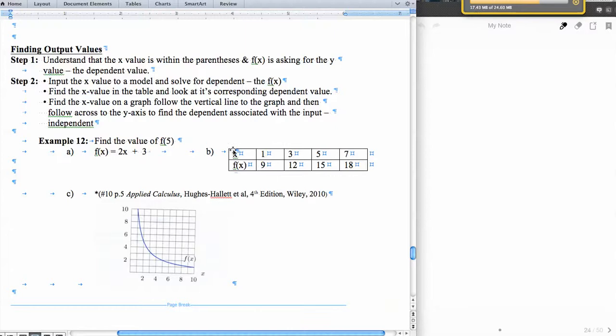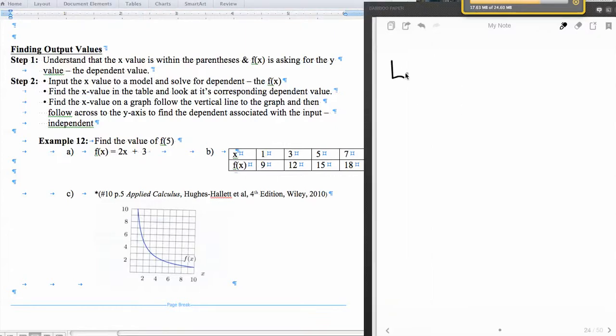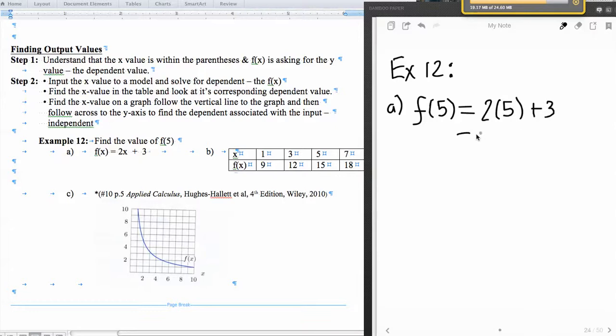So we're going to do these 3 examples here in example number 12 and show how we can do this in each case. In part A we have a function, so we want to find f of 5. We're doing exactly the same thing as we were in the last examples. F of 5 is 2 times 5 plus 3. And so we have 2 times 5, which is 10, plus 3, which is 13. And so that was very easy to find, what we had been doing previously.